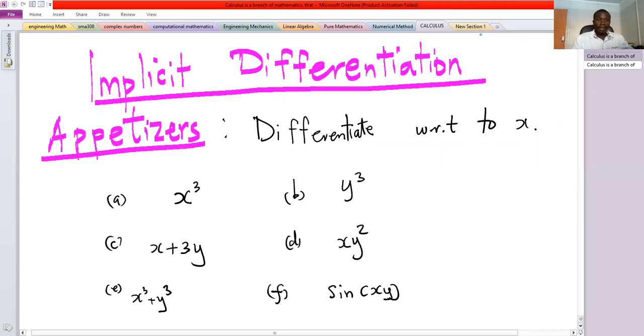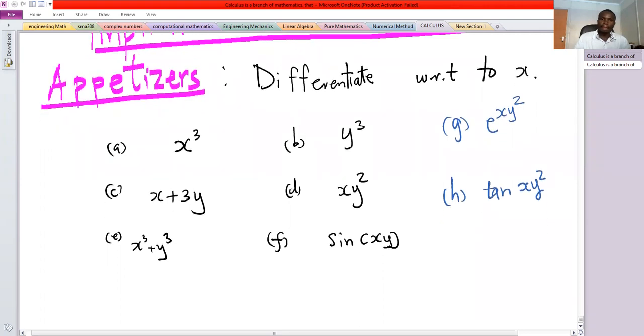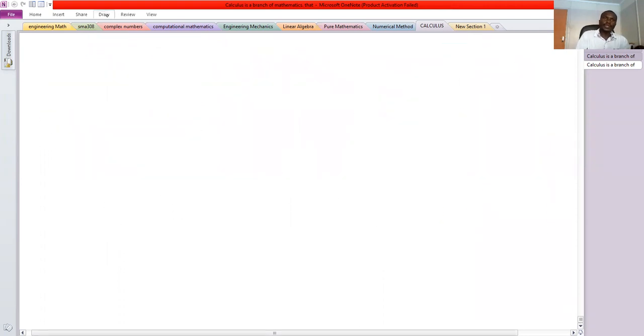So let's even add another question here, g: e raised to the power x y squared. And then let's add h, say tan of x y squared. So let's see how we will carry out this. So, solution.